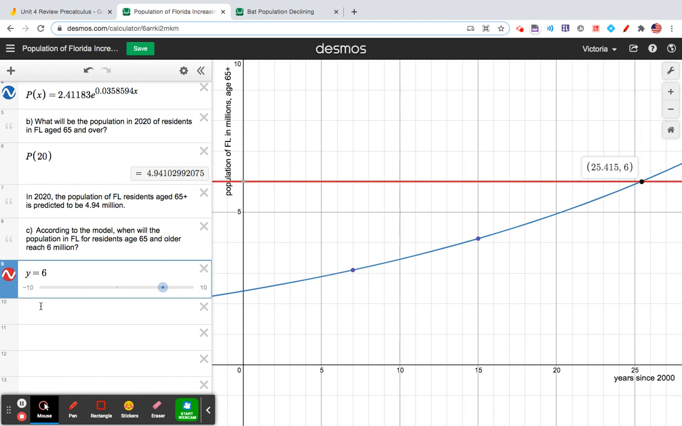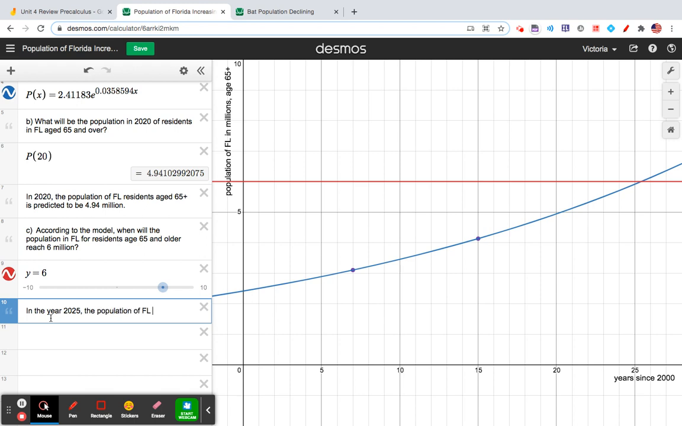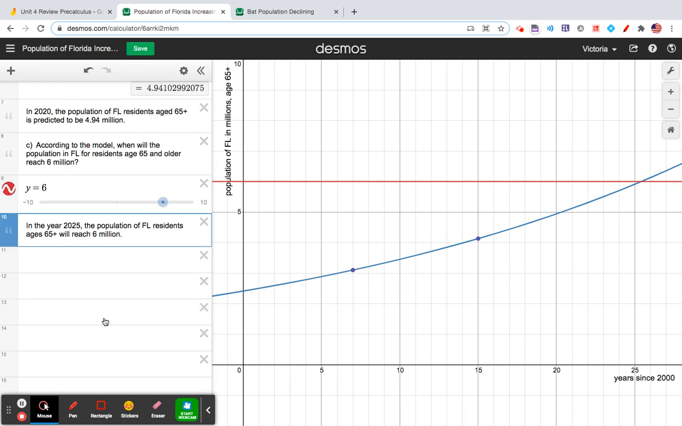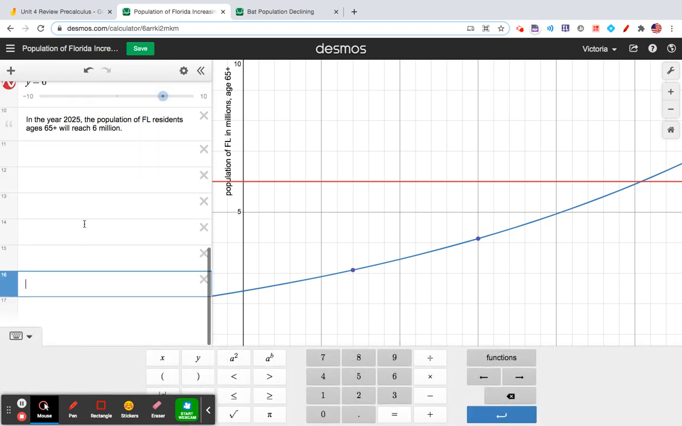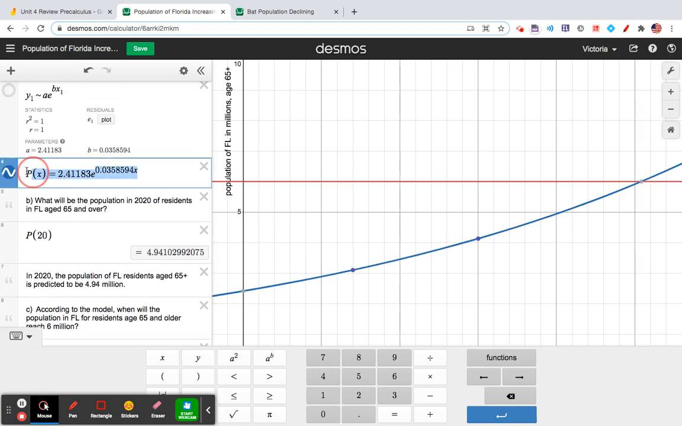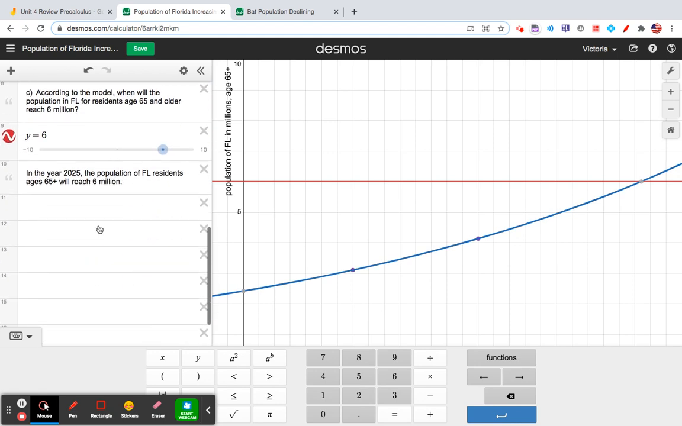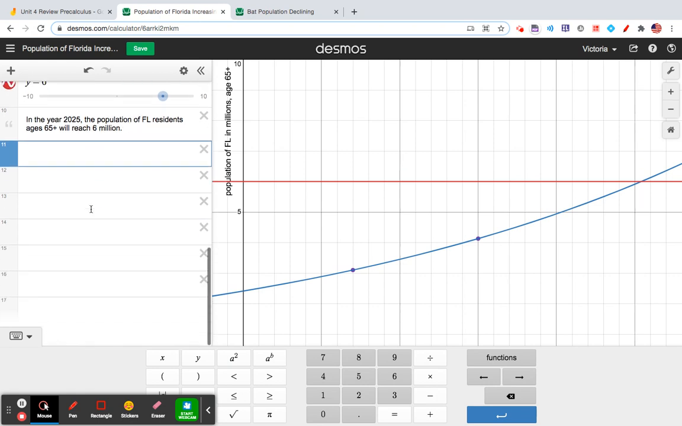So I can go ahead and write this as a note. In the year 2025, the population of Florida residents aged 65 and over will reach and surpass 6 million. Right, that's one way you can solve it. But I really do want to show you how powerful the technology is here and how we can just take this equation and manipulate it right here in the lines of Desmos.